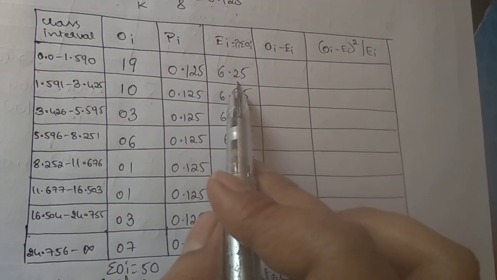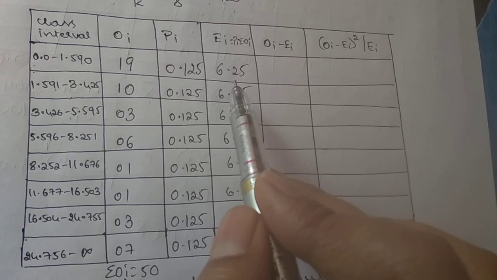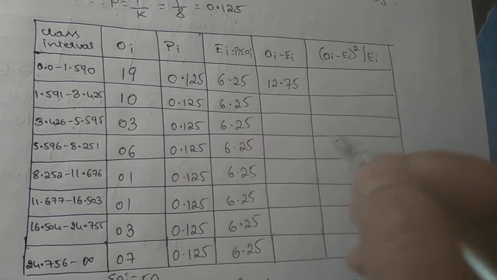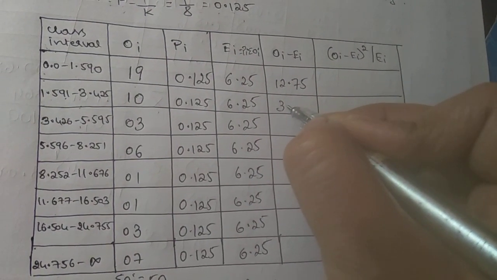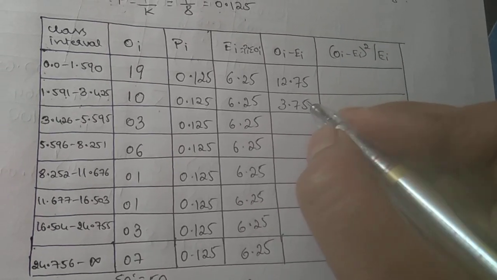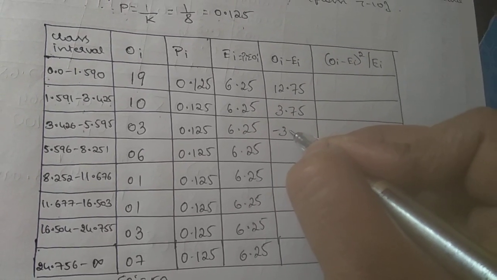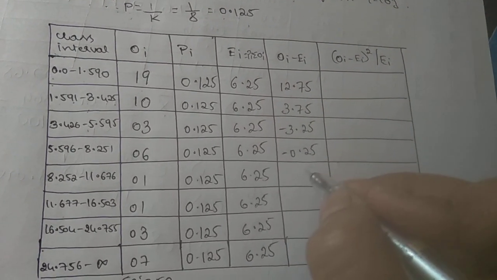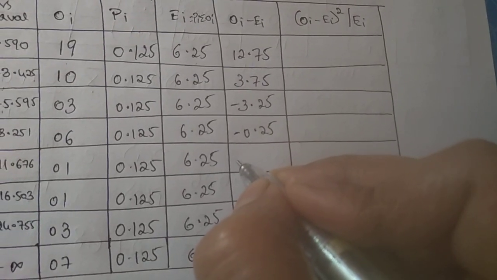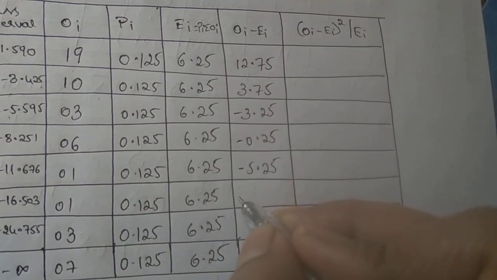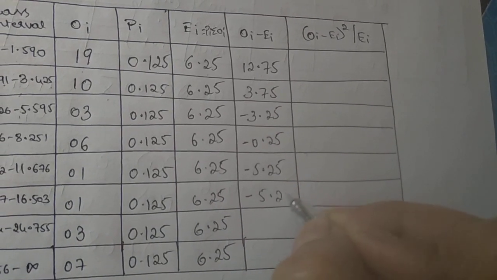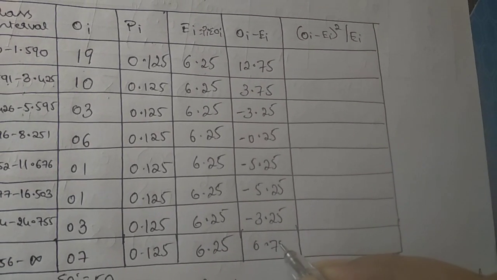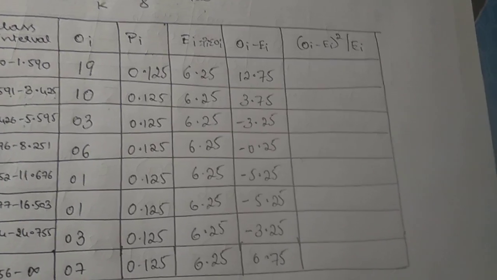Now OI minus EI. 19 minus 6.25, that is 12.75. Then 10 minus 6.25, it is 3.75. Then it is minus 3.25. Then minus 0.25. Then minus 5.25. Minus 5.25 again. Then minus 3.25. Then 0.75. This is the OI minus EI value.